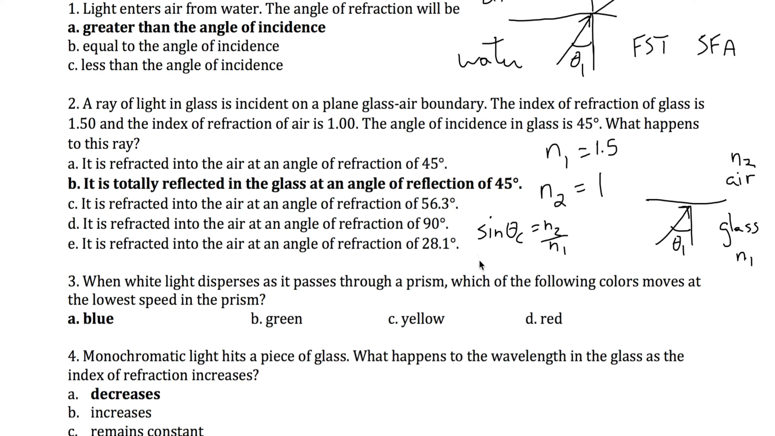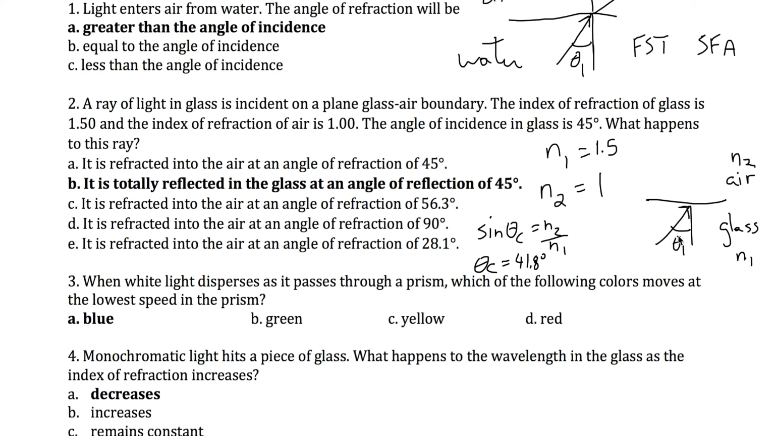So when you go ahead and solve this for the critical angle by taking the inverse sine, you're going to get a critical angle of 41.8 degrees. So that's the critical angle. If light is incident at that critical angle, then it will be refracted at 90 degrees. It will be refracted here along the surface.